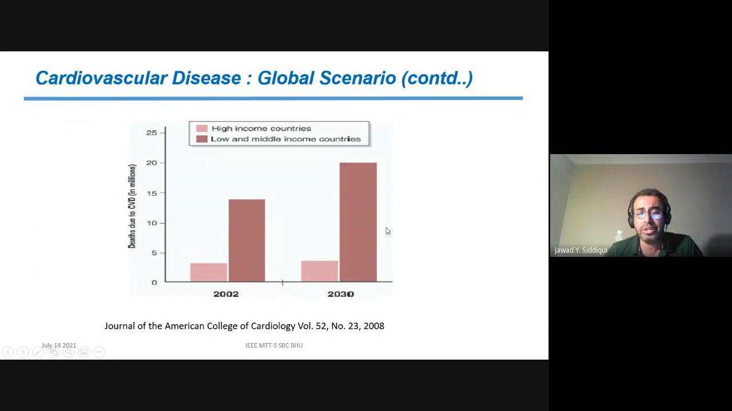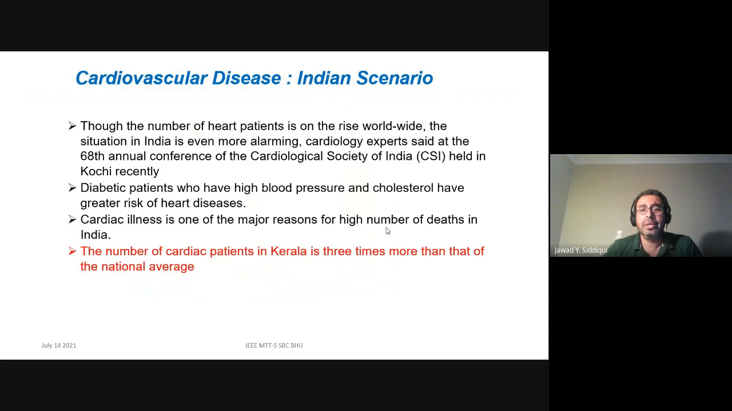This was a very old journal from the Journal of the American College of Cardiology in 2008. If you see the Indian scenario, what we found is that the number of heart patients is on the rise worldwide, and the situation in India is even more alarming. Diabetic patients with high blood pressure and cholesterol have greater risk of heart diseases, and cardiac illness is one of the major reasons for the high number of deaths in India.